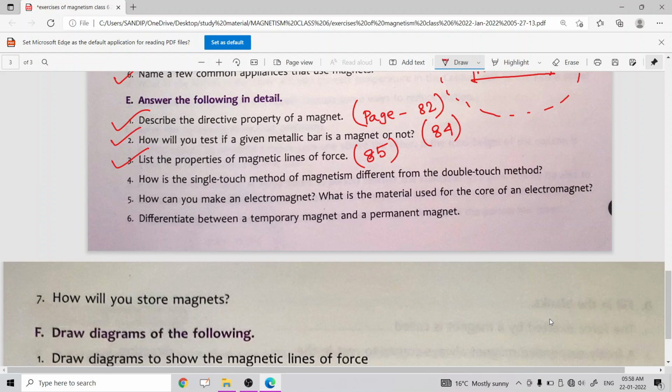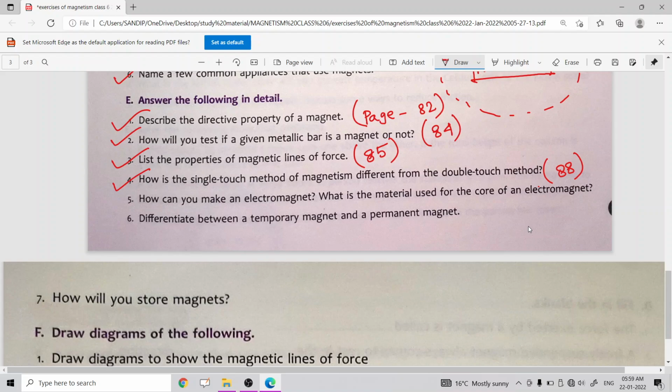And you can also say that magnetic lines of force show the direction of the magnetic field at each point around the magnet. And now we move to our next one, that is, how is the single touch method of magnetism different from the double touch method? It is actually a magnetizing method, and you will get the answer from page number 88. Actually, the two processes are different.